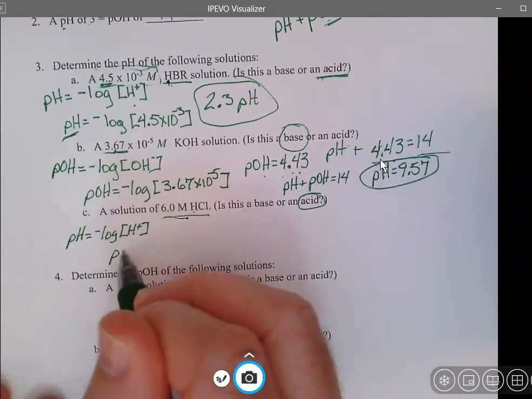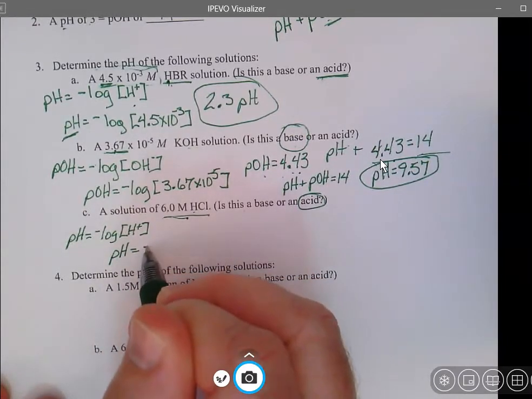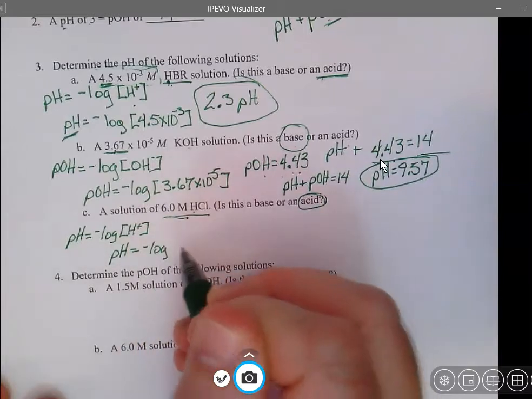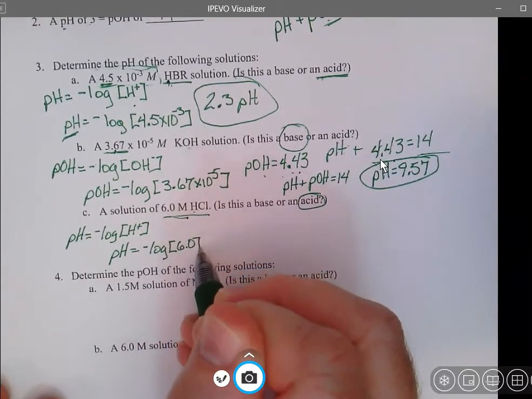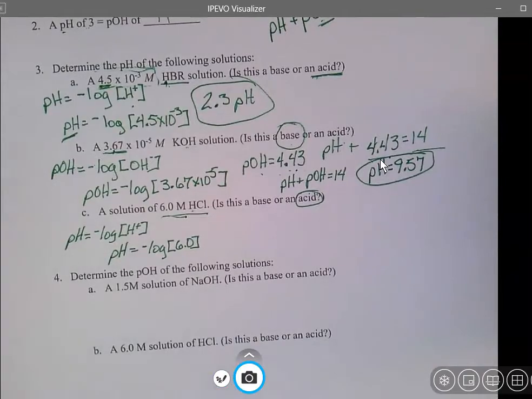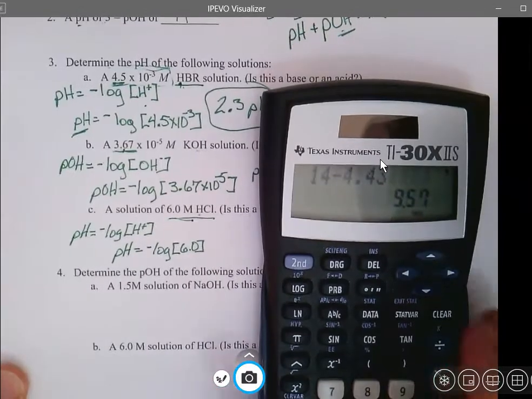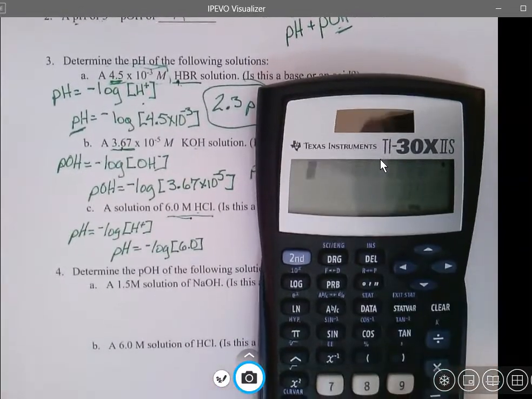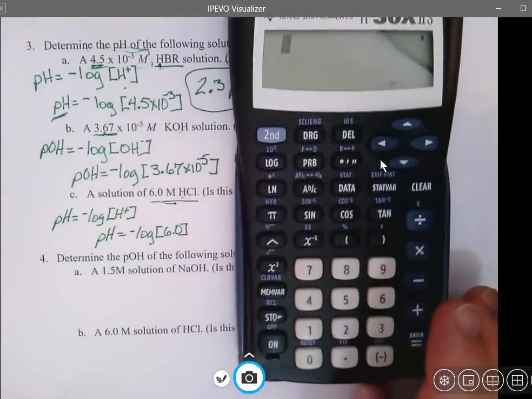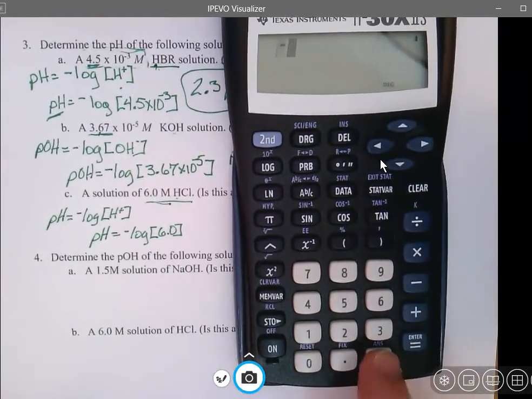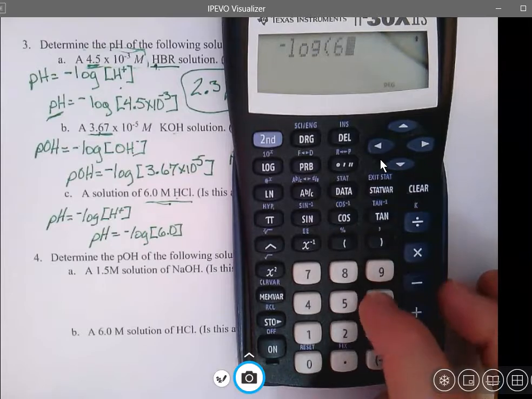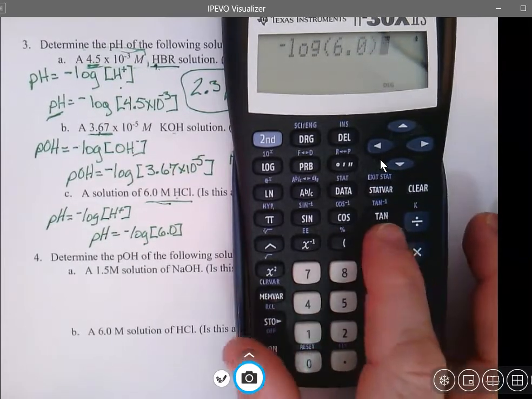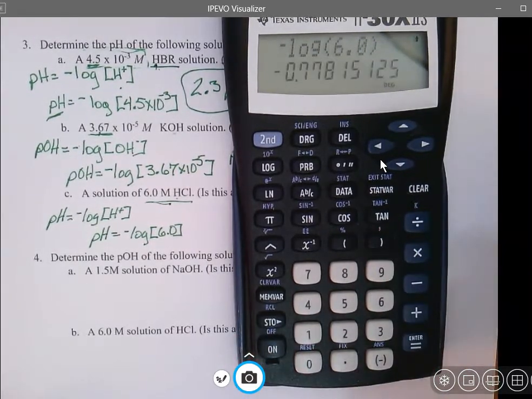So pH equals negative log concentration of 6.0. Don't have to do all of the exponents and the double E key with this. I can just simply put this in, negative log 6.0 end parentheses, and there we go.